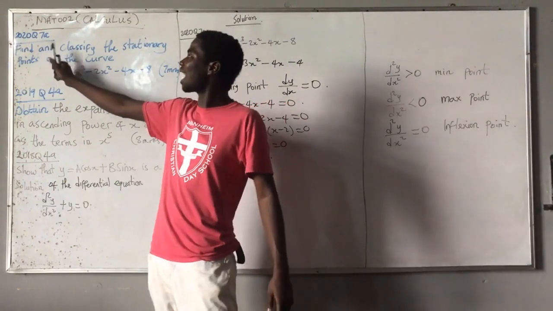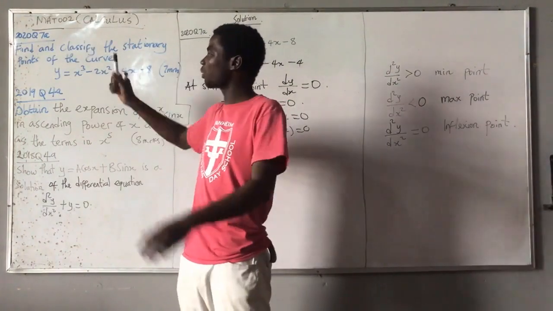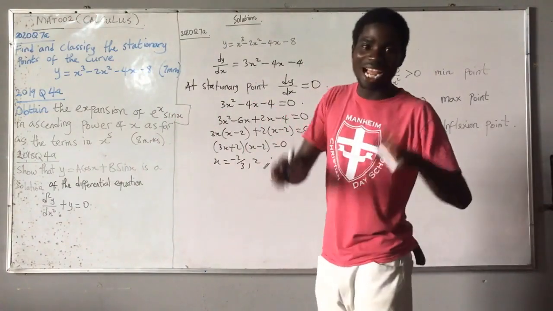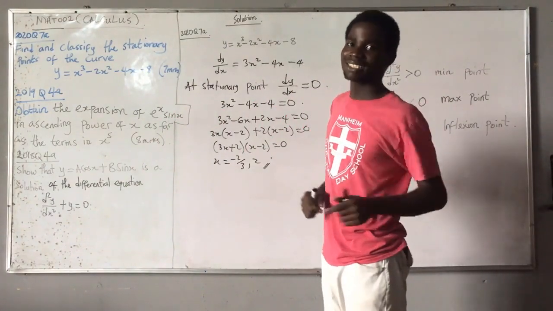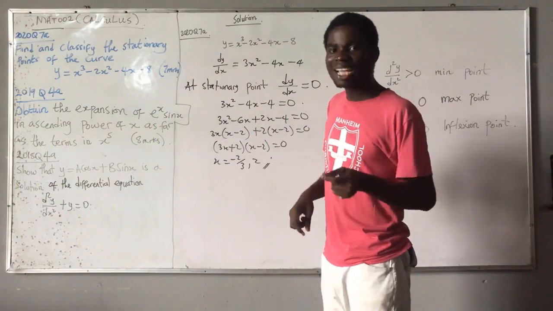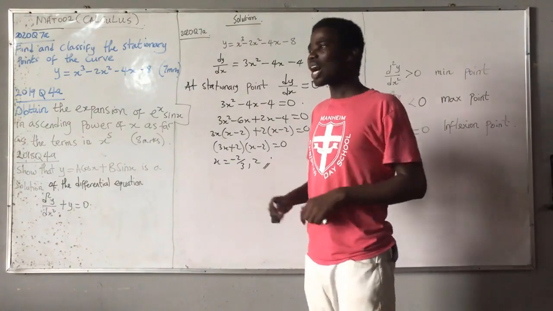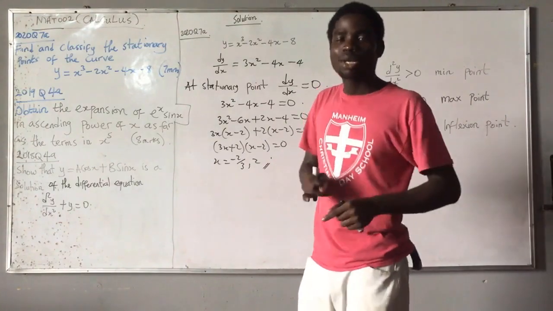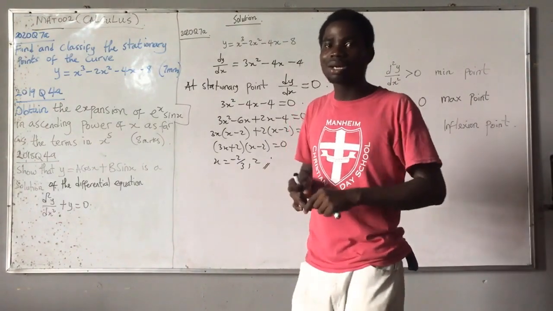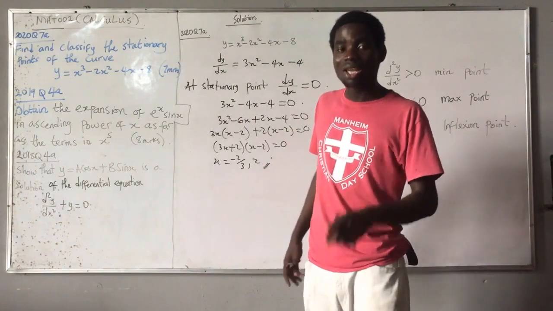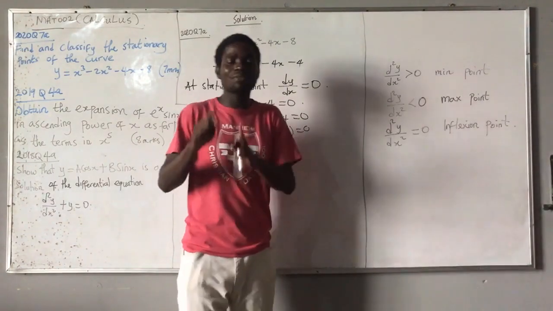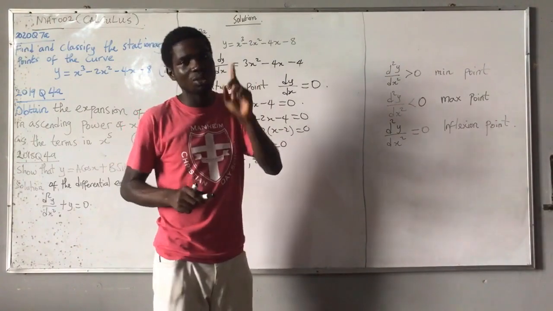They say find and classify the stationary point. I just found the stationary point, but I have not classified it yet. How do you classify stationary point? You have to tell us which one is the minimum point, which one is the maximum point, if it exists, or which one is the point of inflection.